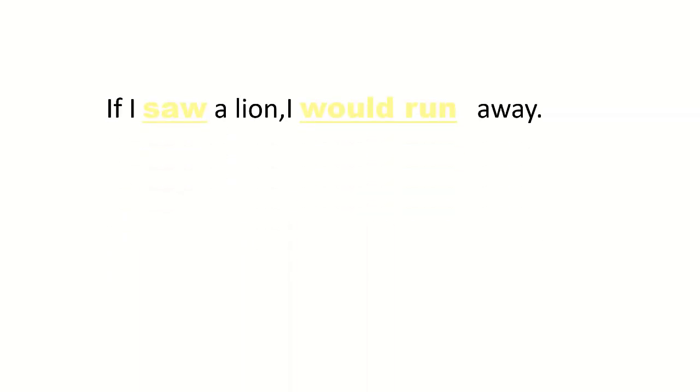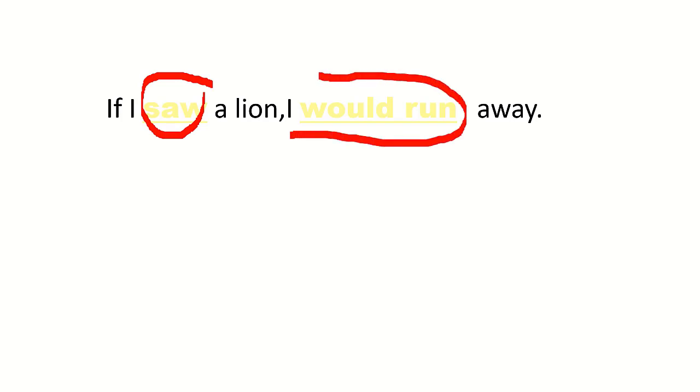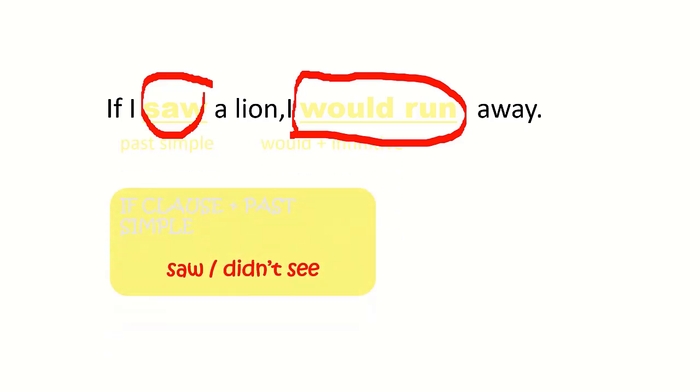Now to the second conditional. If I saw a lion, notice here that the verb is past. If I saw a lion, I would run away. This is an unreal present or future situation. If I saw a lion, but did I see a lion? No, I don't see a lion. But if I saw one, I would run away. But I can't see a lion now, actually.